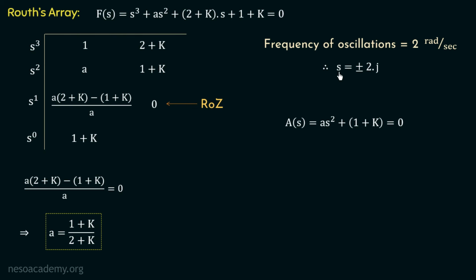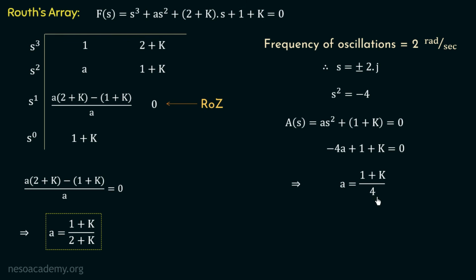Now we know that s is equal to plus minus 2j, and if we square both sides, we will have s squared equal to minus 4, because the square of plus or minus 2 will be equal to 4 and the square of j will be equal to minus 1. That's why s squared is equal to minus 4. Now we can put this value of s squared in this equation. So we will have minus 4a plus 1 plus k equal to 0. And from this we will have the value of a equal to 1 plus k over 4.